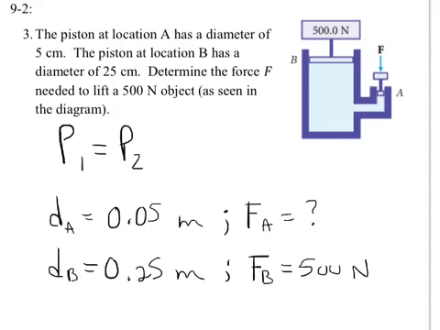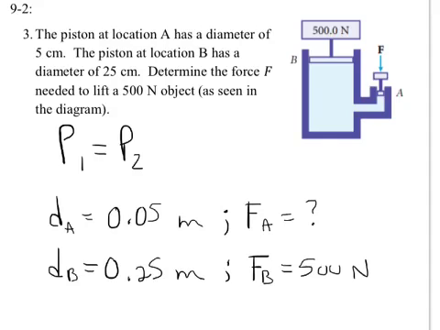Why is it not FG for gravity? It is, but I'm just calling it A and B, the locations. They're not buoyancy. It's just location A, location B. In class, we used F1, F2, A1, A2. This is just A and B.